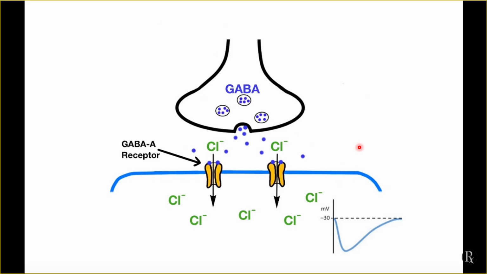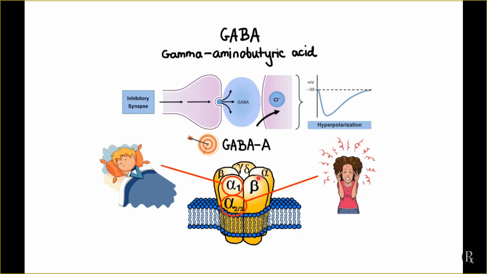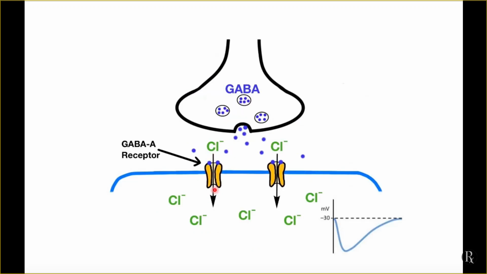The gamma-aminobutyric acid is released from the vesicles in the nerve ending to the synaptic cleft, and that leads to the binding of GABA with the active site, which is actually located between the alpha and beta subunits. That leads to the opening of the ion channel, and chloride ions will enter the postsynaptic neuron, and then the membrane potential will drop substantially.